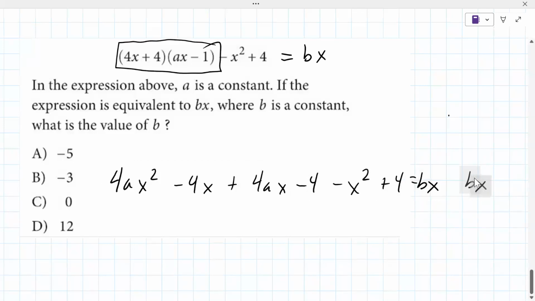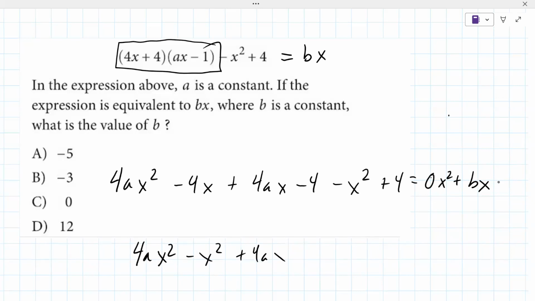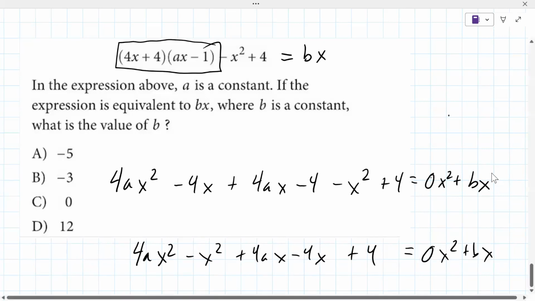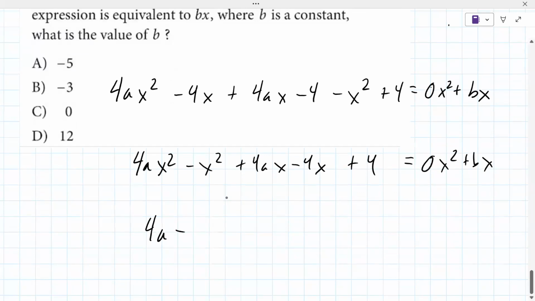Now, what is encoded in this that may not be clear to you is that on the right-hand side it's really 0x squared plus bx. That could matter here, but it's 4ax squared minus x squared plus 4ax minus 4x plus 4 equals 0x squared plus bx. So to do this, we know that 4a minus 1 equals 0. And then we know that 4a minus 4 equals b.